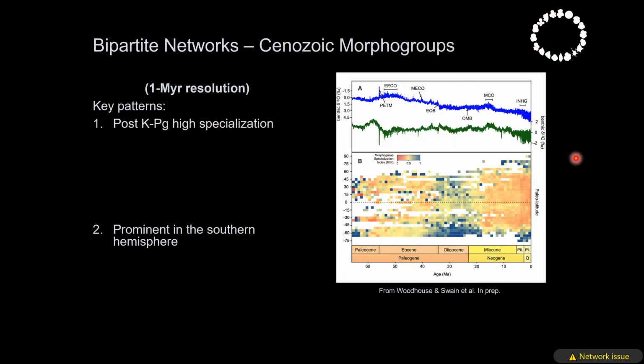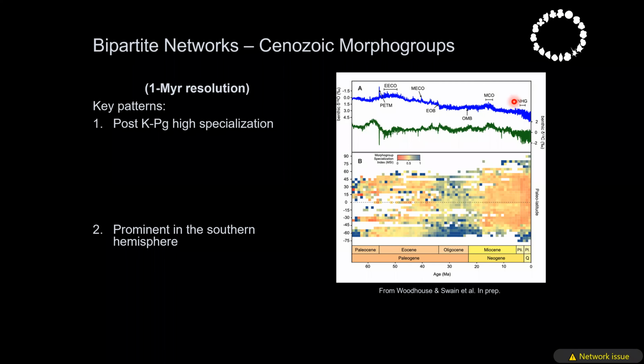First of all, we're going to look at our bipartite networks for Cenozoic morphogroups, so the 19 morphogroups. This is for 66 million years, again with paleolatitude along the side. And here are the oxygen and carbon isotope data from Thomas Westerhold.